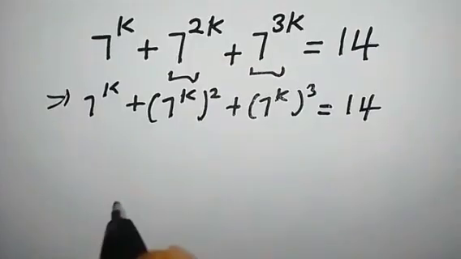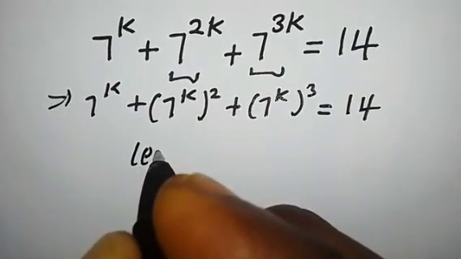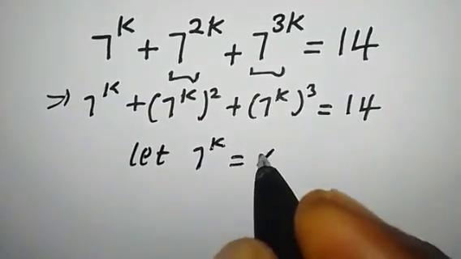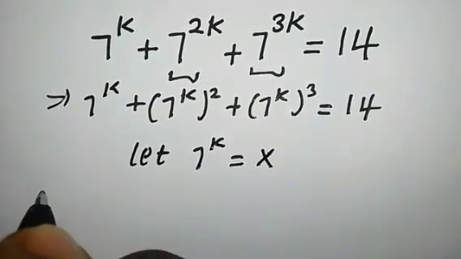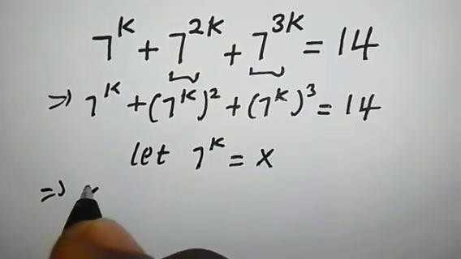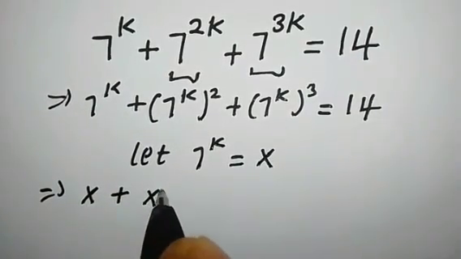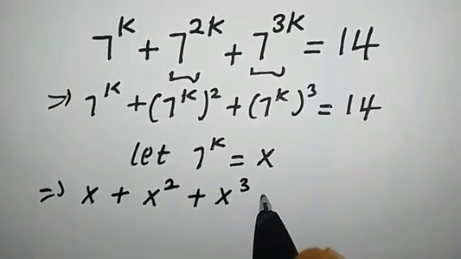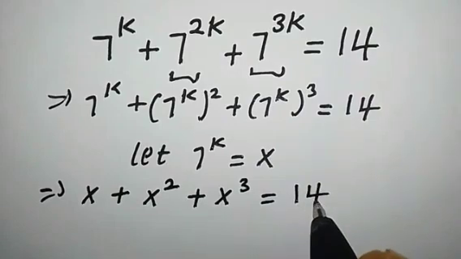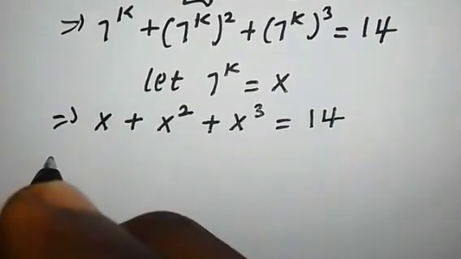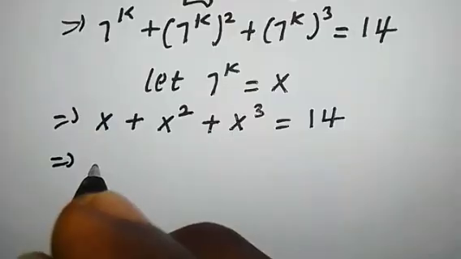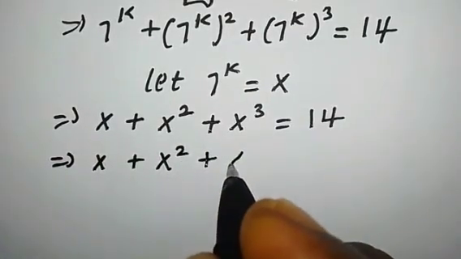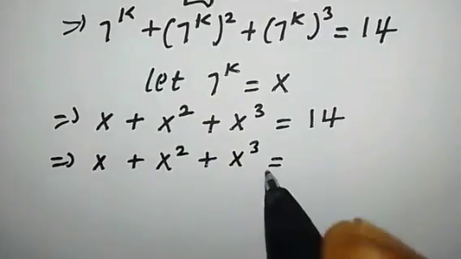Let's continue. Now, let 7 to the power of k equal x. This implies that x plus x to the power of 2 plus x to the power of 3 is equal to 14. This implies that x plus x square plus x cube is equal to 14.